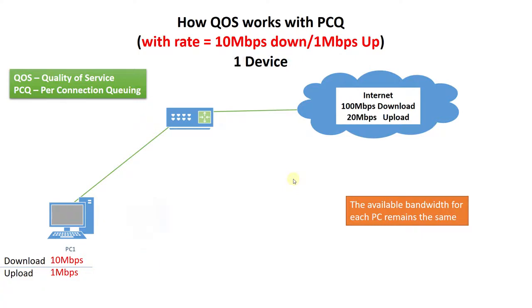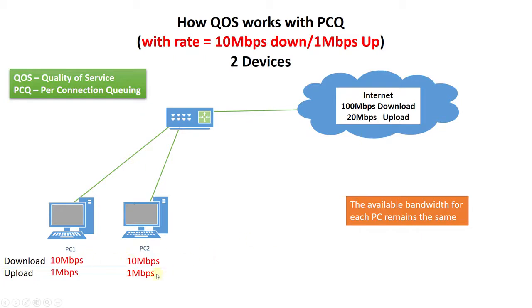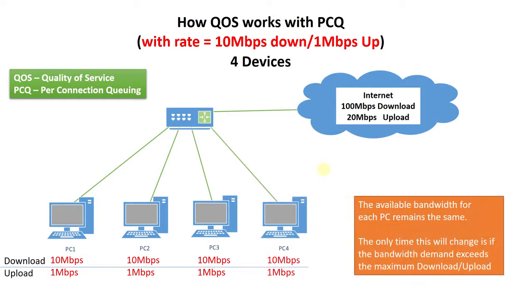And if a second PC comes online, that PC will get the same bandwidth as the first PC. And if a third PC comes on, and the fourth, it will be the same. So when a rate is set, the bandwidth remains constant to the device, even when that device demands more bandwidth. And the available bandwidth for each PC remains the same, and the only time this changes is if the bandwidth demand exceeds the maximum download and upload.